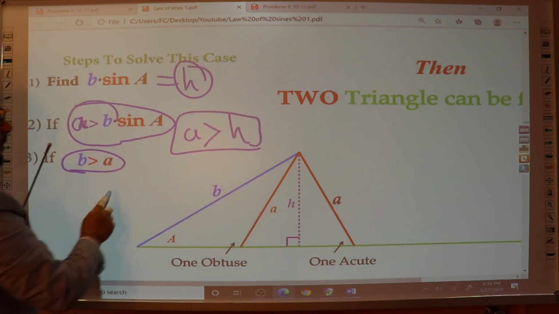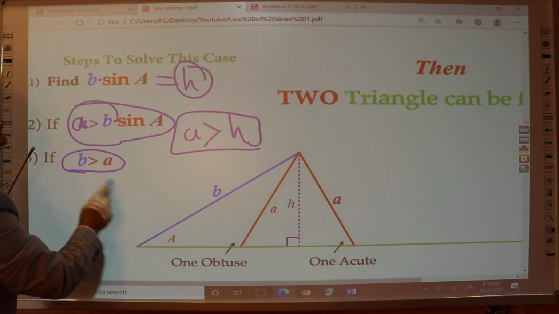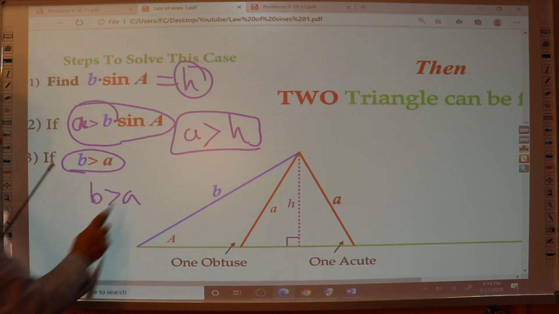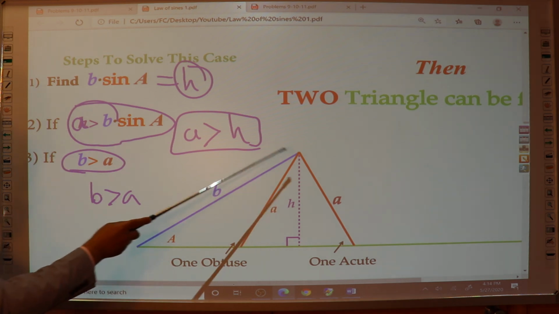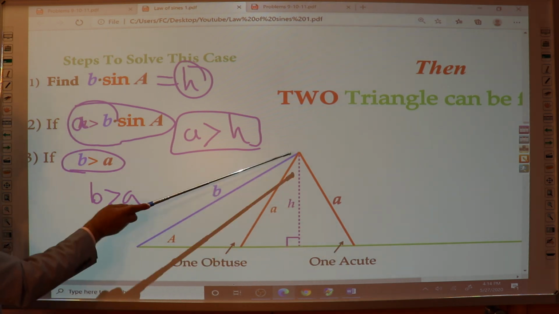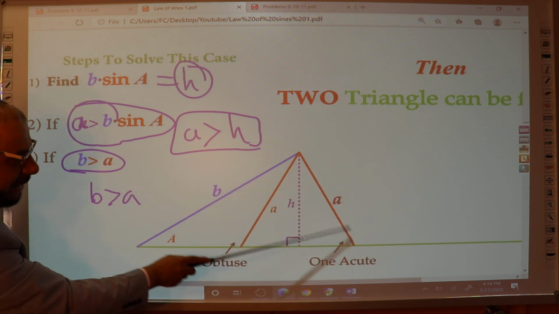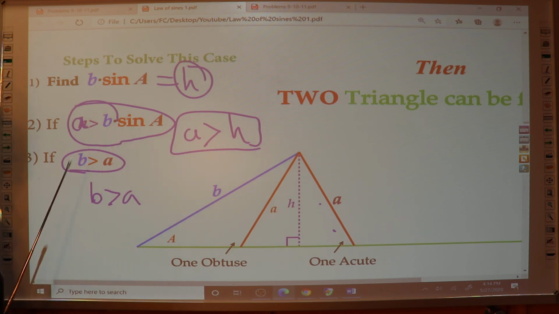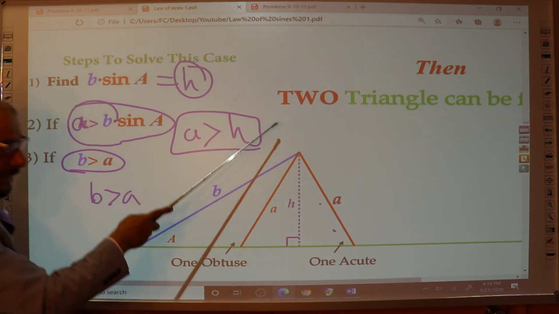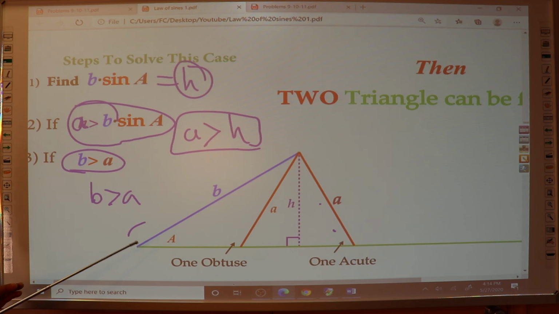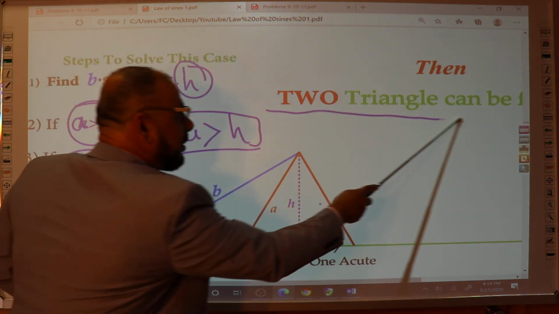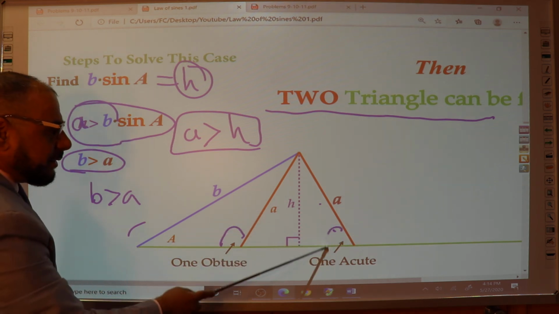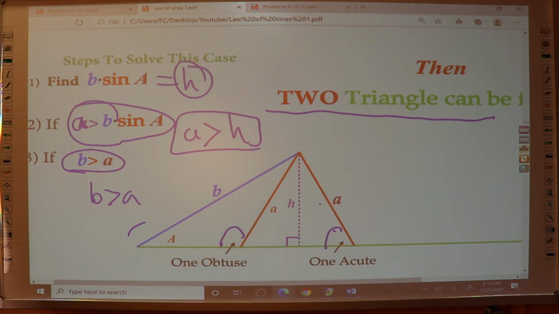A is greater than the height, and B is greater than A, right? You see here, A is greater than the height. Can you see the A? Greater than the height, and B greater than A, I graphed it clearly for you. That means how many triangles form? Two triangles. One of them obtuse, and the other one here. Good.